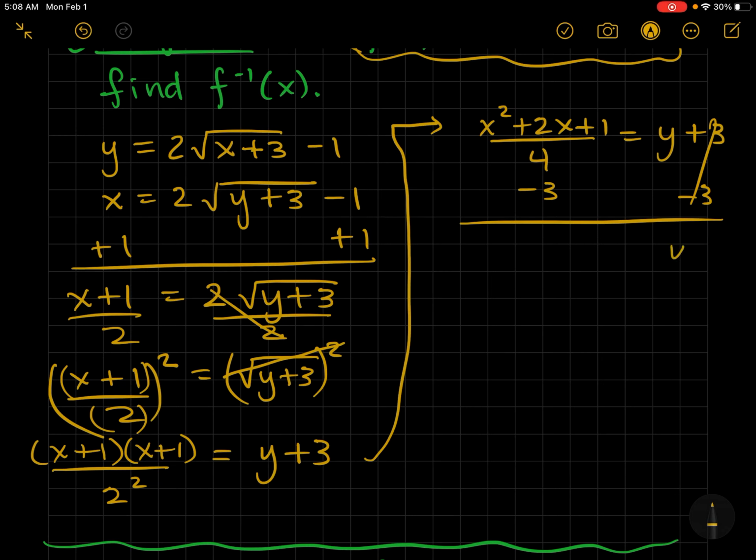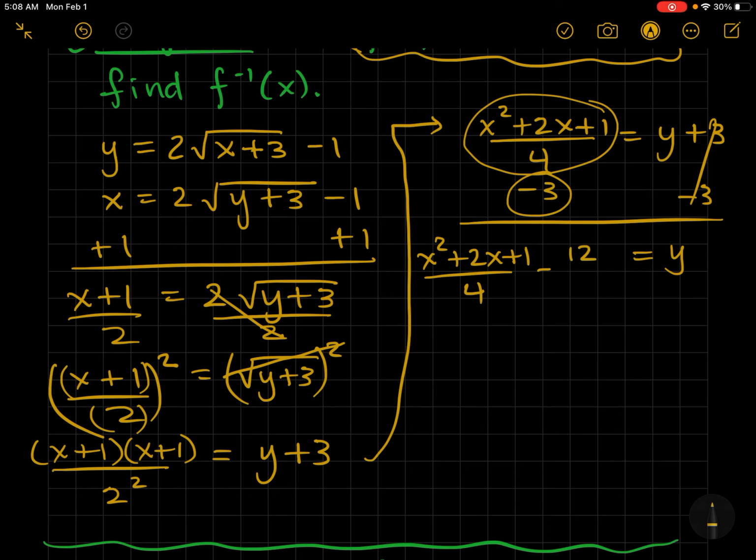So here I have y. But over here, I need to be very careful. These do not have the same denominator. So I want to make sure that I get a common denominator before I try to add those. So I'm going to call this 12 over 4, just multiplying top and bottom by 4. And now I have x squared plus 12x plus 1 minus 12 over 4.